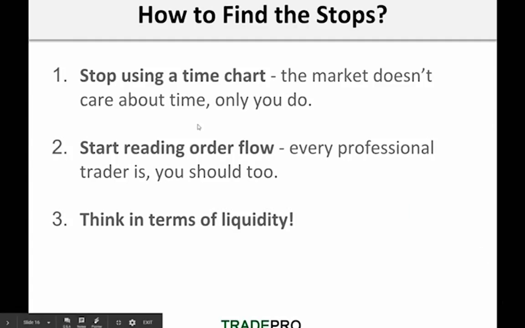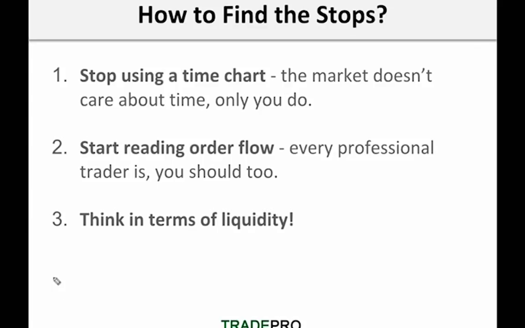All right, so think in terms of liquidity. That's step number 3. So you want to find the stop. Stop using a time chart. It's not going to help you these days. If you look at it daily, it's nice for a trend. It's a beautiful piece of artwork. Hang it on your wall. Don't trade off it. Start reading order flow. That's very important. Know where buyers and sellers are, and think in terms of liquidity. Think, where are the stops going to be placed?